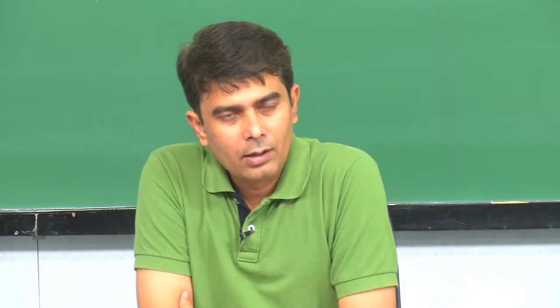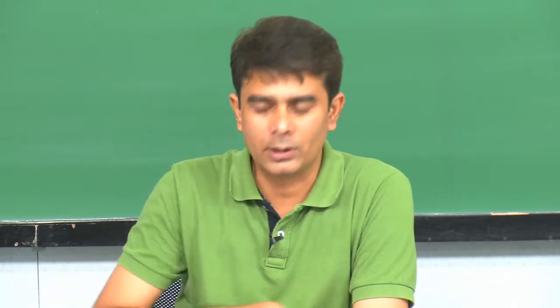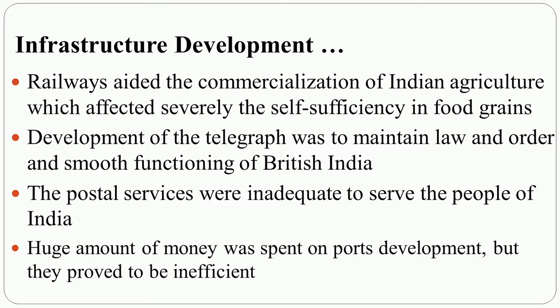As we have seen, the roads built during the British regime did not support modern transportation. Construction of roads was aimed to mobilize the British army and to transport various raw materials to the nearest ports or railways. Again, railways were built to serve the purpose of military and carry out exports of raw materials for British industries. Railways added to the commercialization of Indian agriculture, which also severely affected self-sufficiency in food grains.